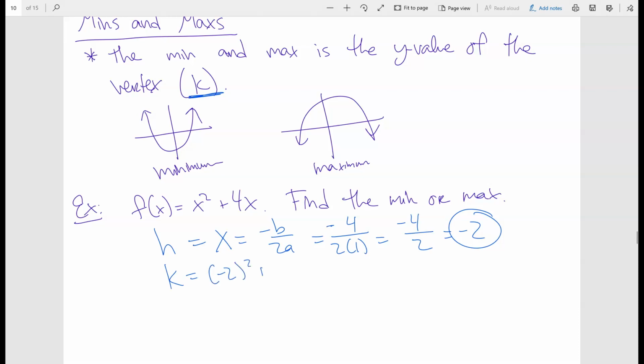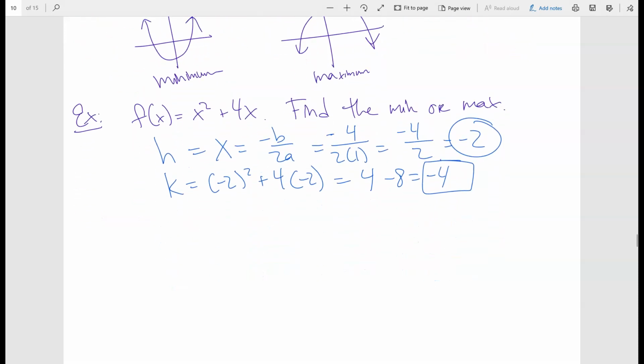Negative 2 squared plus 4 times negative 2. Okay, so this is going to give me a positive 4. And this is going to give me a negative 8, which gives me a negative 4. Now, what is this negative 4? Is this negative 4 going to be a maximum or a minimum? Well, this is a happy parabola. If it's a happy parabola, that means you're going to have a minimum. So this guy is a minimum.